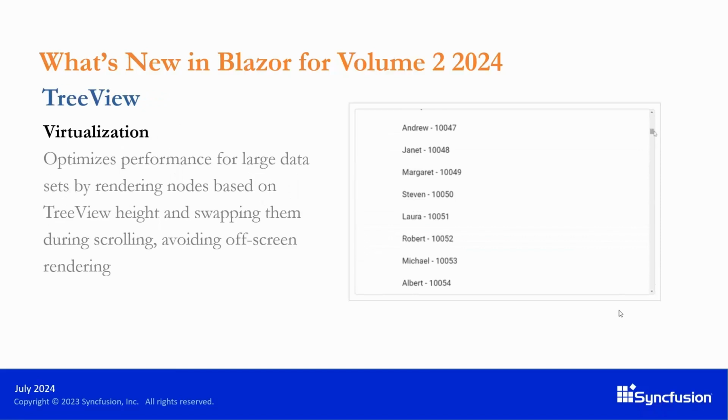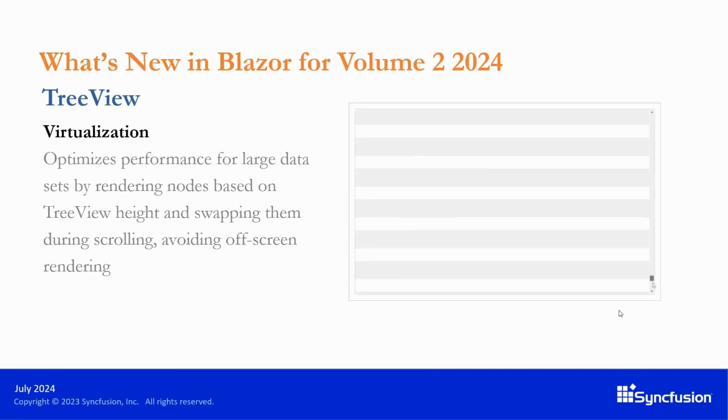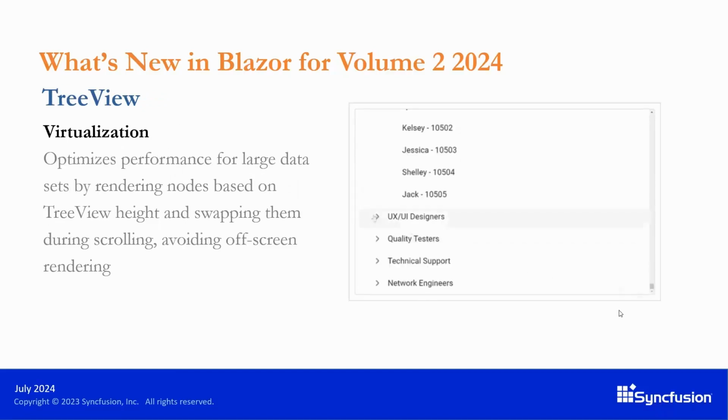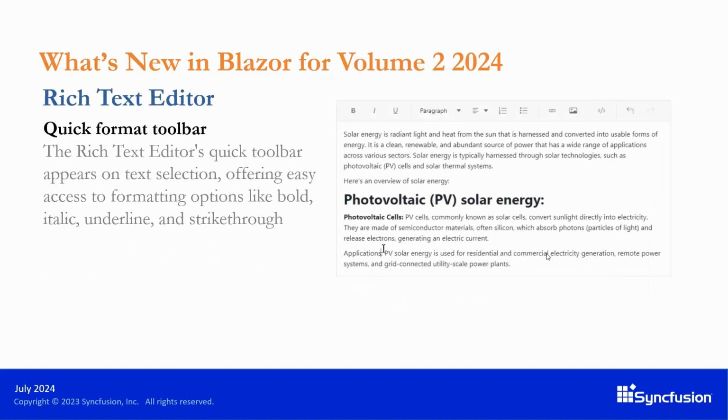The tree view component has been optimized for performance with large datasets. It renders nodes based on the tree view height and swaps them during scrolling, ensuring a smooth user experience by avoiding off-screen rendering. Additionally, the rich text editor's quick toolbar appears on text selection, offering easy access to formatting options like bold, italic, underline, and strike through.